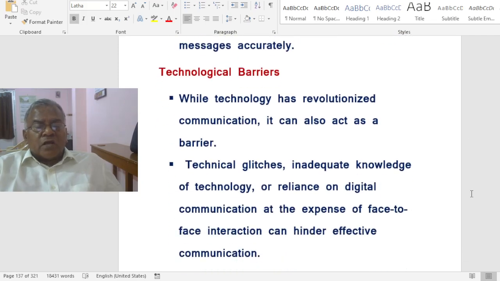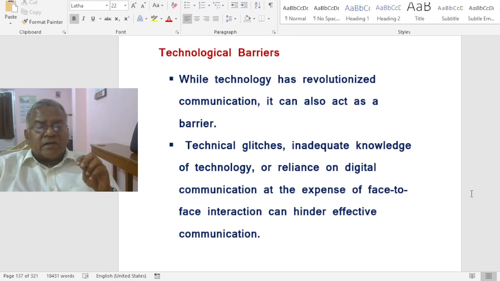Technological barriers. While technology has revolutionized communication, it can also act as a barrier. Technical glitches, inadequate knowledge of technology, or reliance on digital communication at the expense of face-to-face interaction can hinder effective communication. There are technological barriers like that.